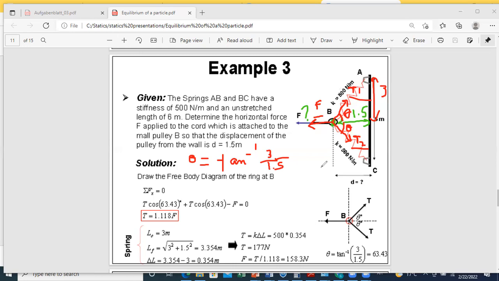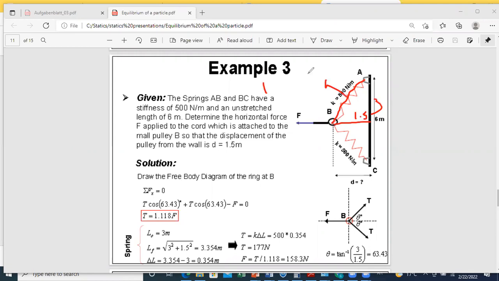We have stiffness, and we have initial length, final length. Very good. We have initial length L0 unstretched. At this position, what is the total length of the spring? We do the Pythagorean theorem. So we have, this is 1.5 and this is 3. So AB is radical of 1.5 square plus 3 square.